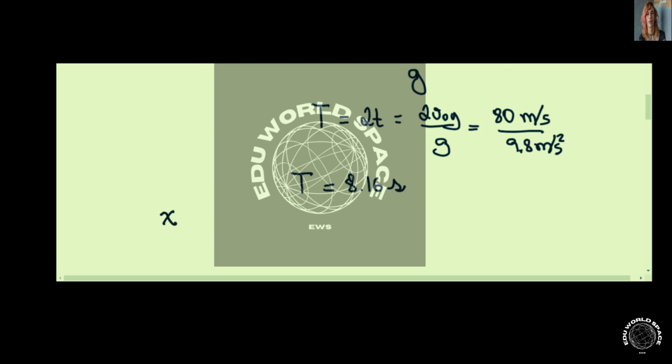And the distance x that the car traveled is just v0x times the time T. So that's 30 meters per second times 8.16 seconds, and this is 244.8 meters.